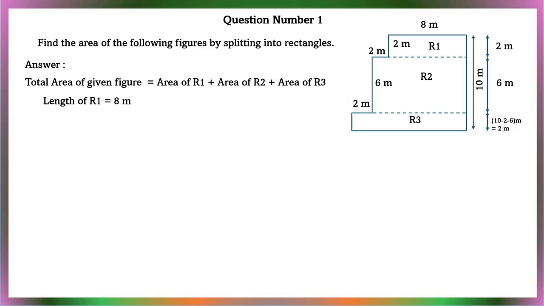Therefore, now the length of rectangle 1 is 8 meters and the breadth is 2 meters. Therefore, the area is equal to 16 meters square.